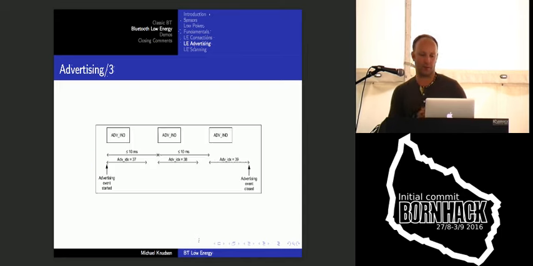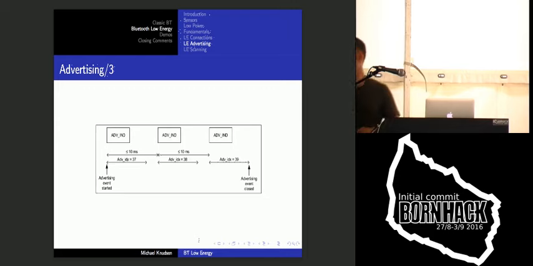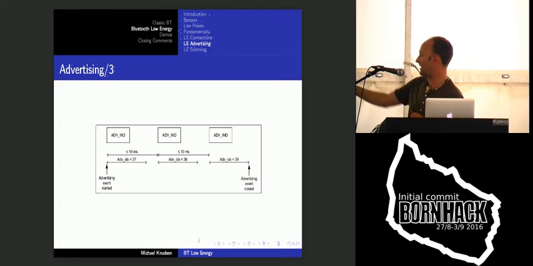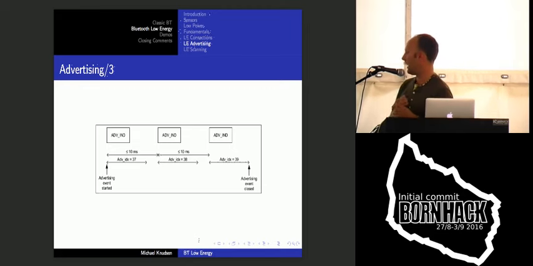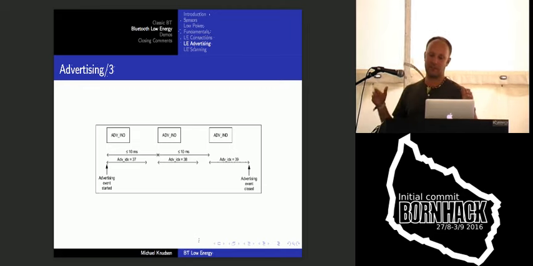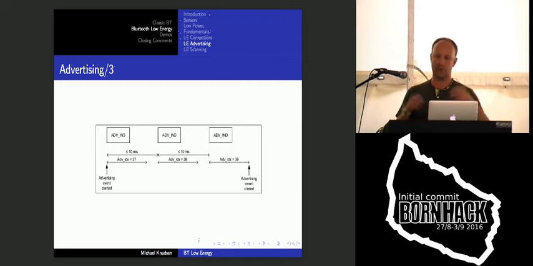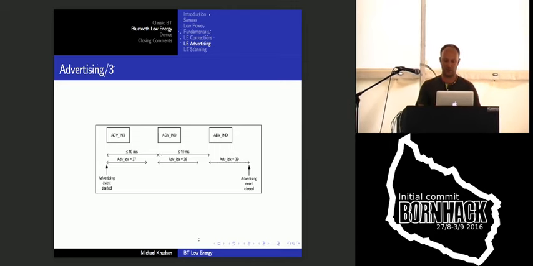So basically, this is what advertising looks like. We first have an advertising on channel 37, which is the first advertising channel. Then we have an advertising on channel 38, and finally one on 39. And then basically we're done with this. Once we've done these 3 advertisings, we turn off the radio and maybe go back to sleep unless we have something else to do.